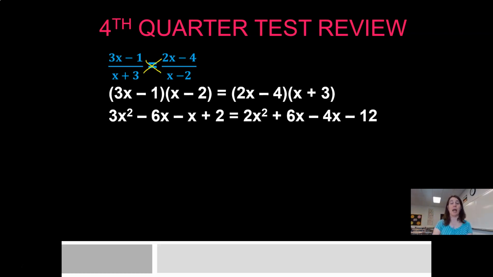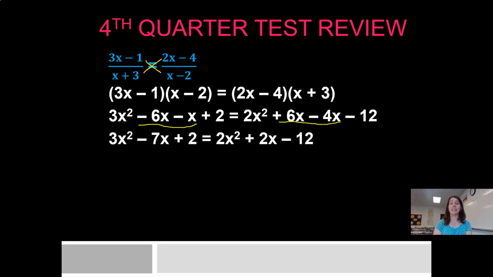On each individual side, now we're going to collect our like terms. On the left-hand side, we have these two pieces right here that both have the x, and the same thing on the right-hand side, we have two pieces that both contain an x. So the left-hand side is 3x squared minus 7x plus 2. I did negative 6 minus 1, and that was negative 7 with my x. On the right-hand side, we have 2x squared plus 2x minus 12. So how did I get that? We combined those two like terms that I underlined. 6x minus 4x was 2x. We've simplified everything that we could on each individual side.